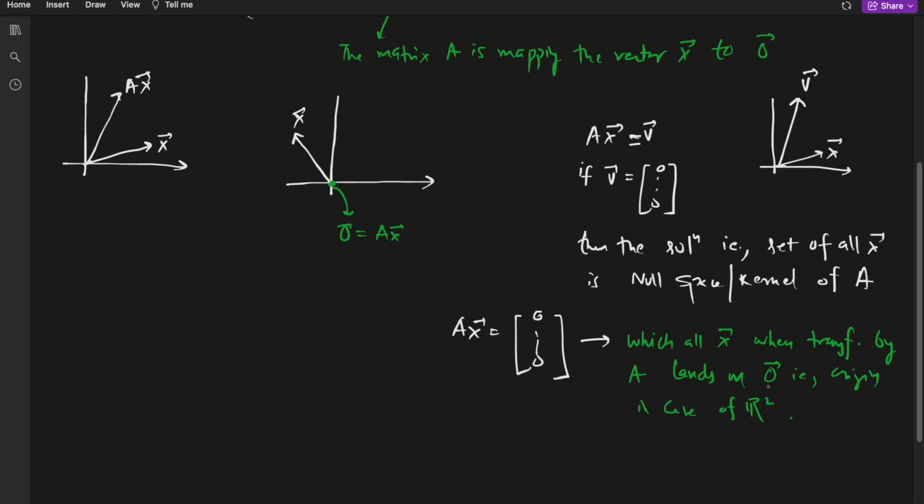See, zero vector is an abstract concept. It doesn't always mean origin. Here we are talking about the XY R2 plane, right?